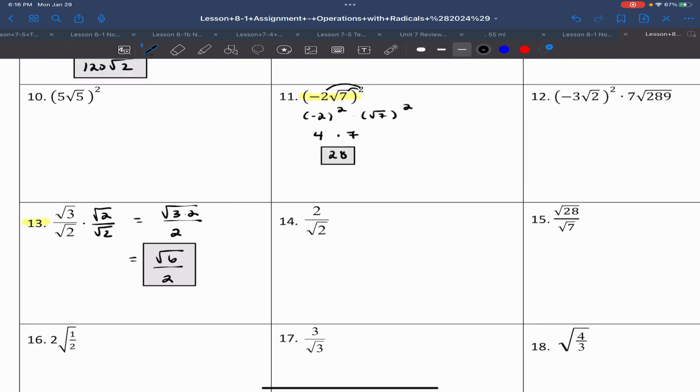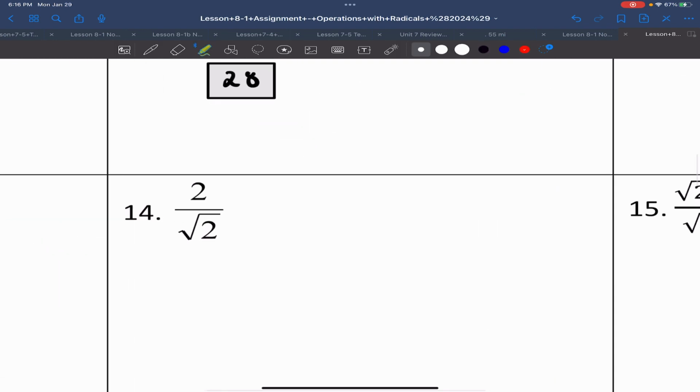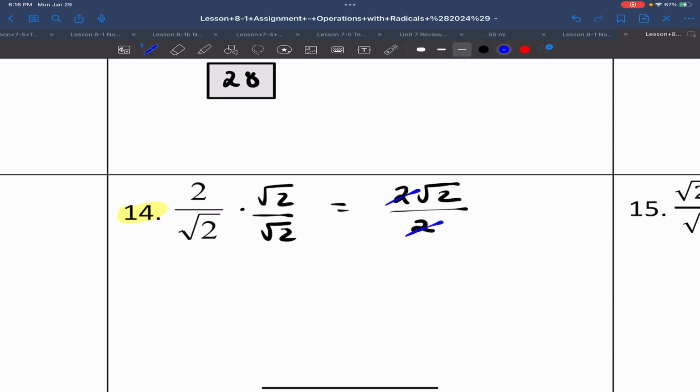Number 14. Let's do number 14. I just want to make sure we're on the same page. All right, square root of 2 up top, and square root of 2 in the bottom, and also the top. 2 root 2 over 2. And look, you can cancel the 2's out. So that's the square root of 2. That's your answer.